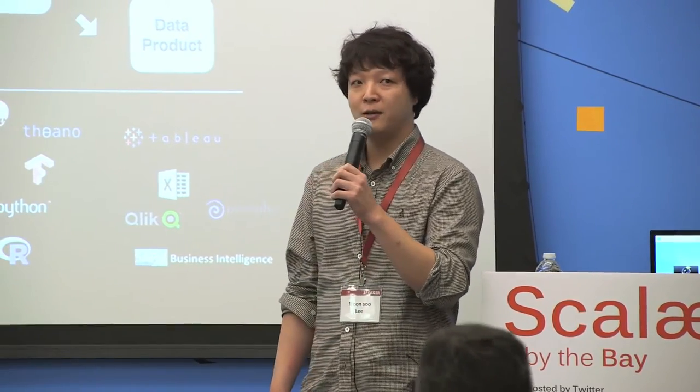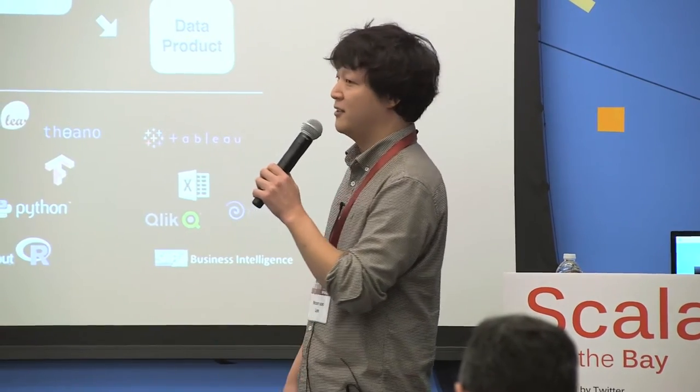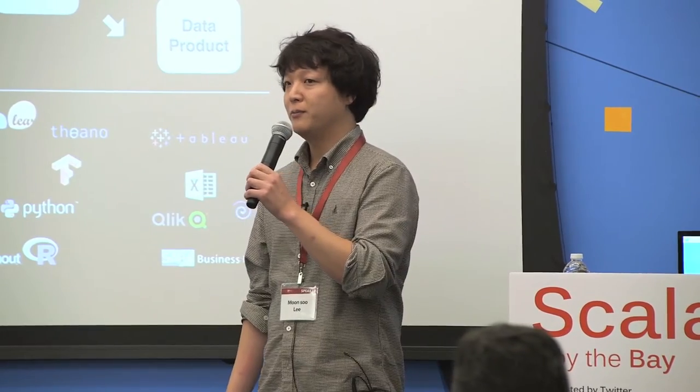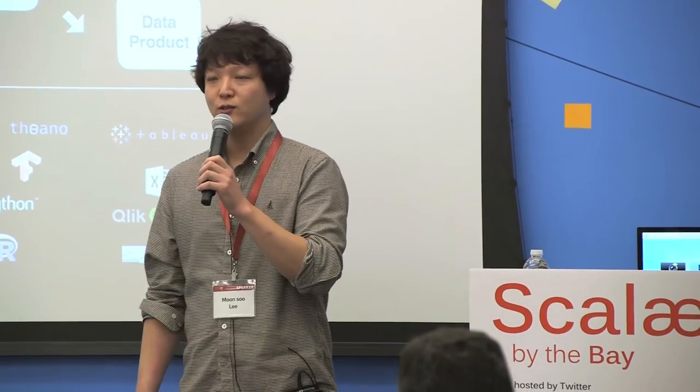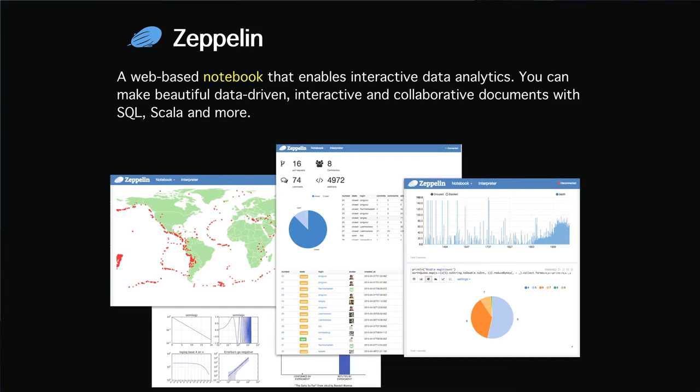Also, different types of users are involved in this pipeline. Not only data engineers, but data scientists and even business users. So what Zeppelin is trying to do is provide a unified environment for analytics for all these different types of people to use all these different technologies in a single place. Zeppelin looks like this, and I think many of you here use Zeppelin, so you're already familiar. Zeppelin is an interactive web-based notebook where you can use multiple different technologies at the same time with nice visualization, and you can share your result directly with other people.